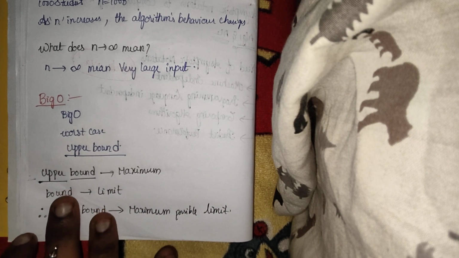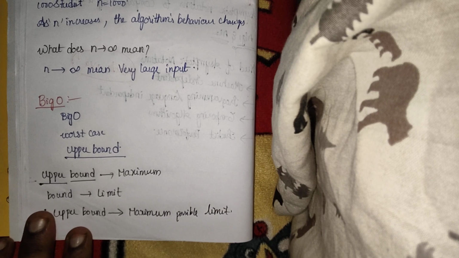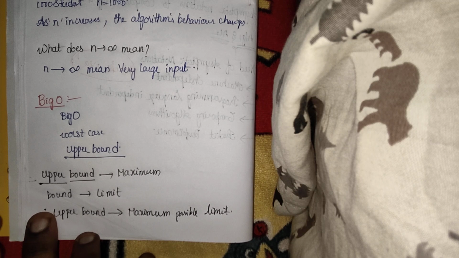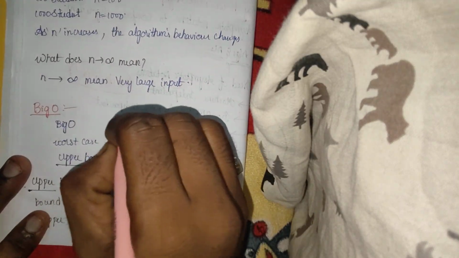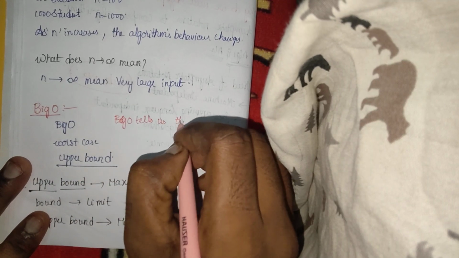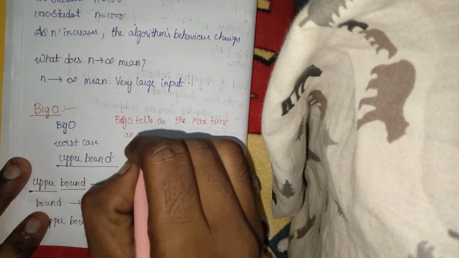So for example, a real life example: suppose you travel from home to college. Normally it takes 30 minutes, but due to heavy traffic, rain, road work, the journey may take 50 minutes or more than 50 minutes. So let us assume that 50 minutes is the maximum expected time. That maximum limit is called the upper bound. Similarly, big O tells us the maximum time an algorithm may take.